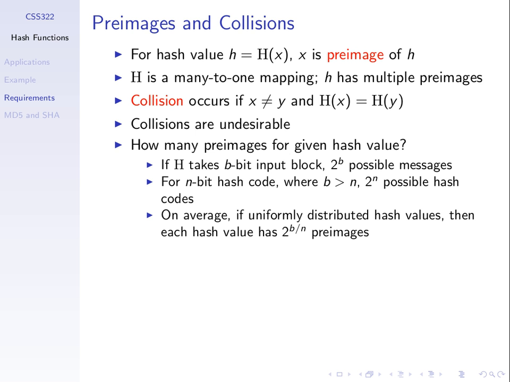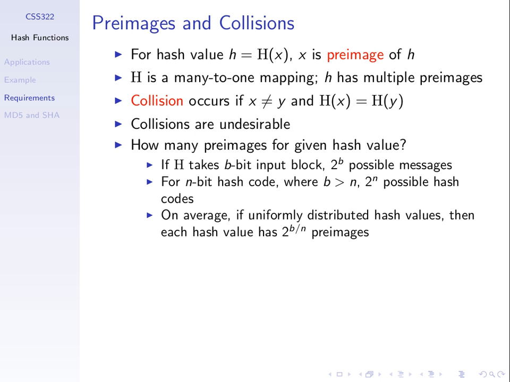How many pre-images for a given hash value? If our hash function takes a B-bit input block, in our example, B equals 12, and produces an n-bit hash value. So in our simple example, our input block is 12 bits in length, our hash value is 3 bits in length. B is greater than n.